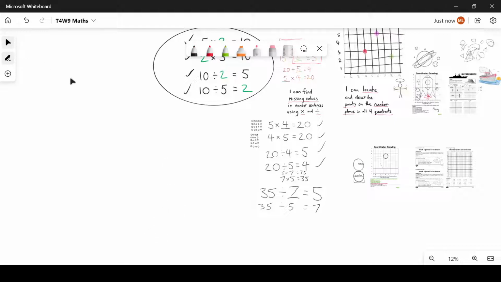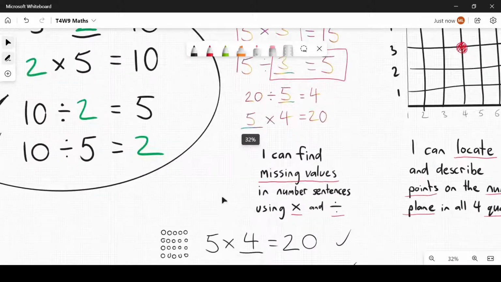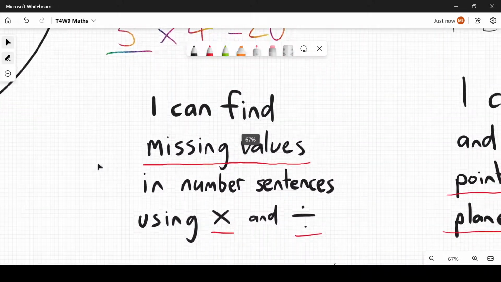So that is the first thing that we looked at this week, finding missing values in number sentences using times and divide.